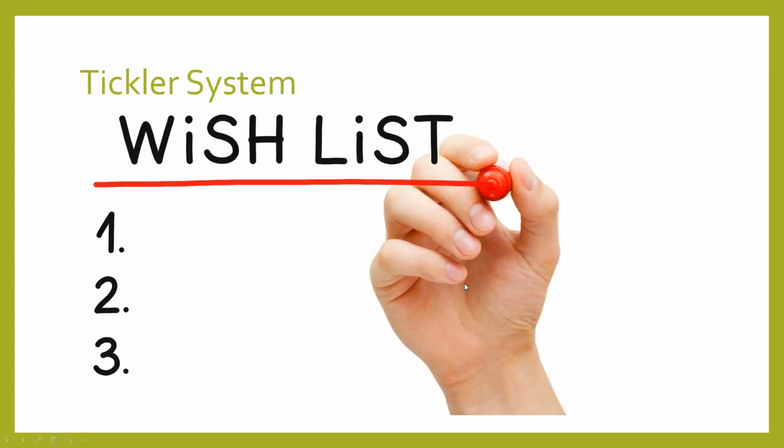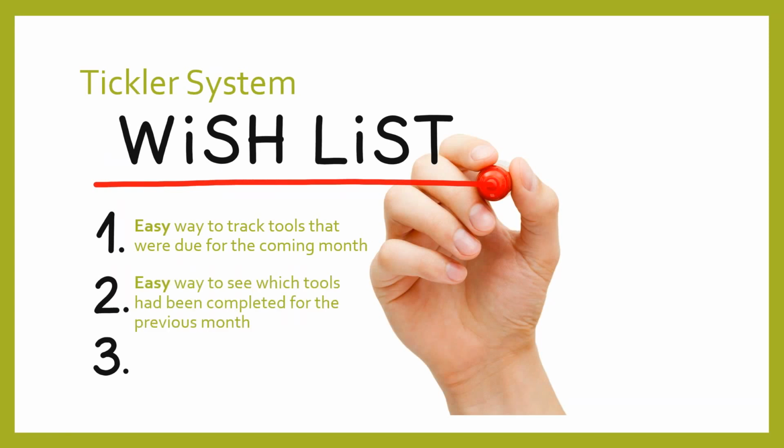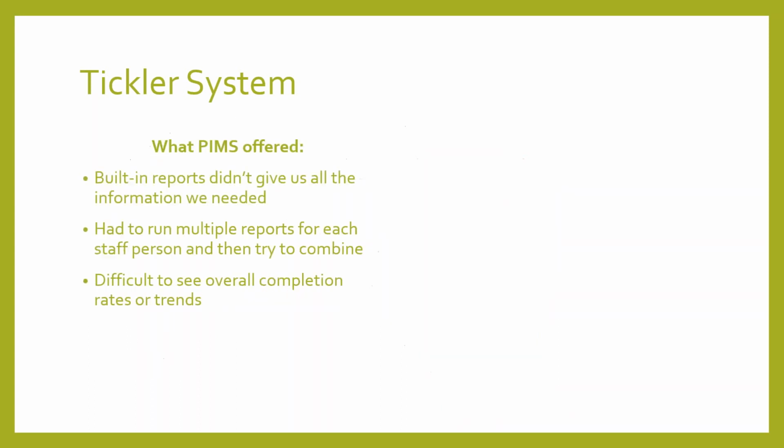So I'm going to start off with the tickler system. This is something that we developed at our site. We've been using it for I think about 1.5 years now. And we really wanted something that would give us an easy way to track the tools that were due each month for the families that were participating. And we also wanted to be able to see which tools had been completed for the previous month to help us keep track on an ongoing basis to make sure that people were getting done what they were supposed to do. And the key was that it needed to be easy. It needed to be easy to pull the information, and it needed to be easy to read and interpret.